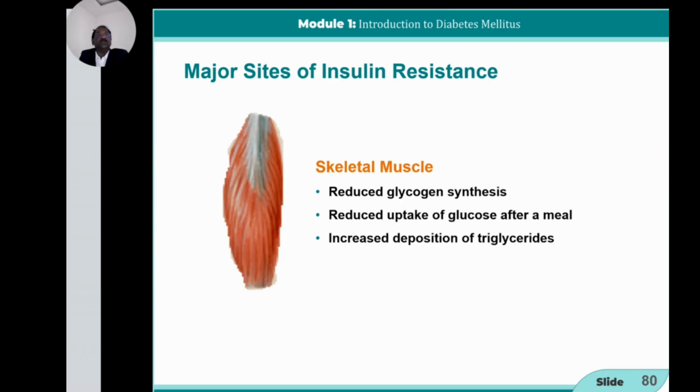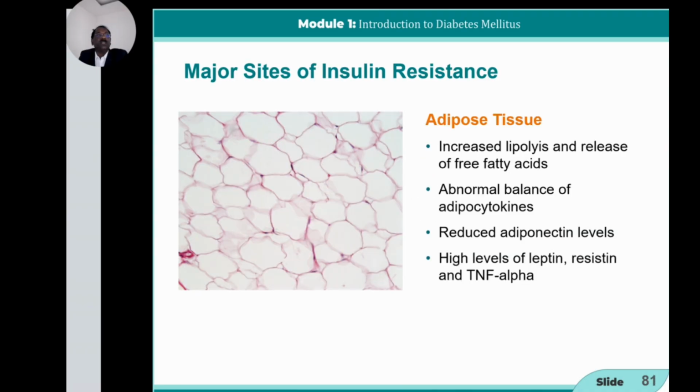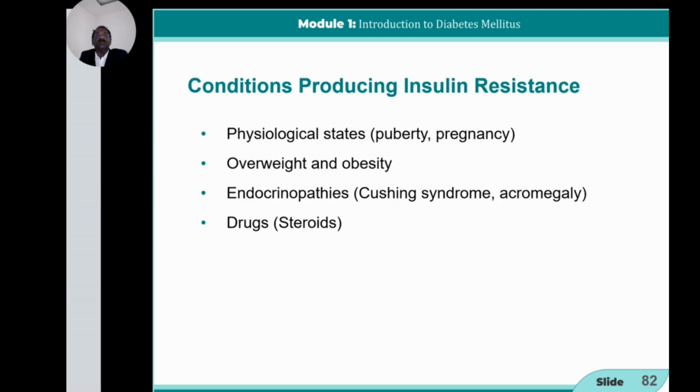Skeletal muscle: reduced glycogen synthesis, reduced uptake of glucose after a meal, so the blood glucose will go up, and increased deposition of triglycerides. Adipose tissue: increased lipolysis and release of free fatty acids. So more ketosis. That's how diabetic ketosis occurs in type 2 diabetes. More and more insulin resistance means more lipolysis and more ketone body formation. Abnormal balance of adipocytokines: reduced adiponectin levels, and high levels of leptin, resistin and tumor necrosis factor alpha.